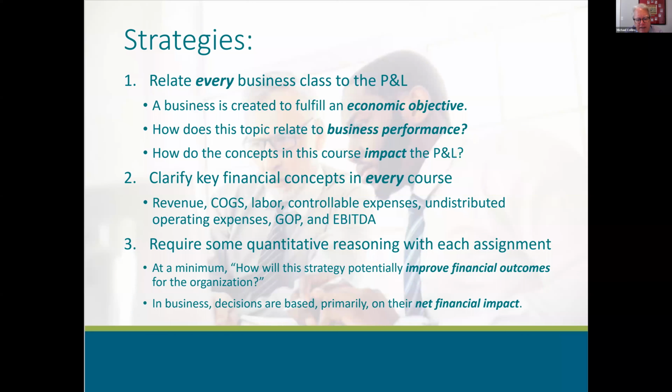Clarify key financial concepts in every course: revenue, cost of goods sold, labor, controllable expenses, etc. And then require some quantitative reasoning with each assignment that you do. At a minimum, ask the question, how will this strategy potentially improve financial outcomes for the organization? So for example, in human resource management, we'll talk about strategies to make better hiring decisions and to lower employee turnover.